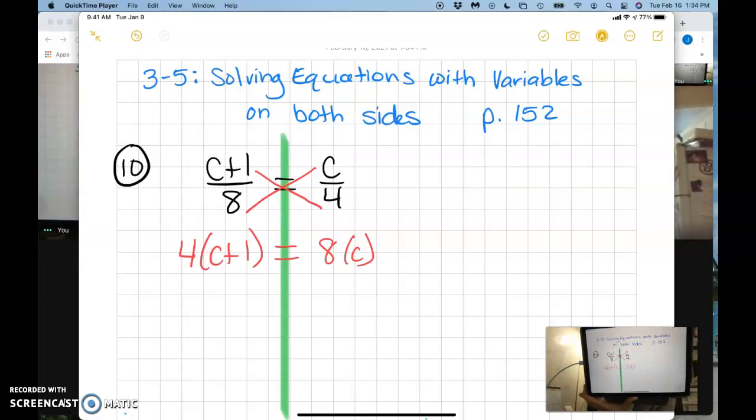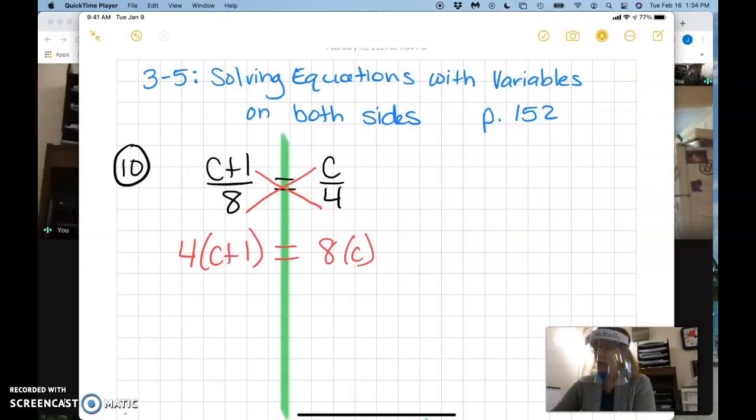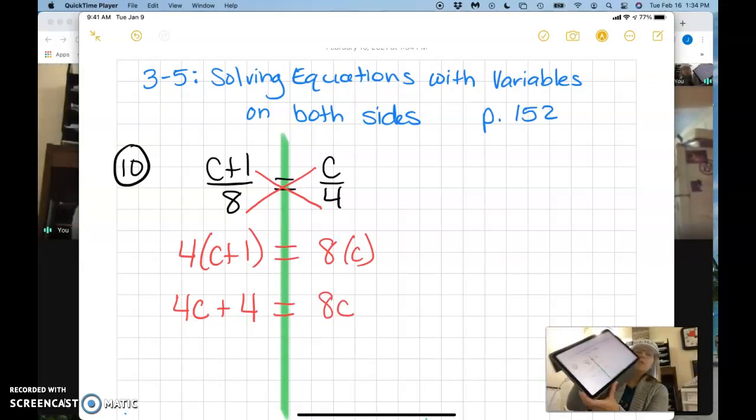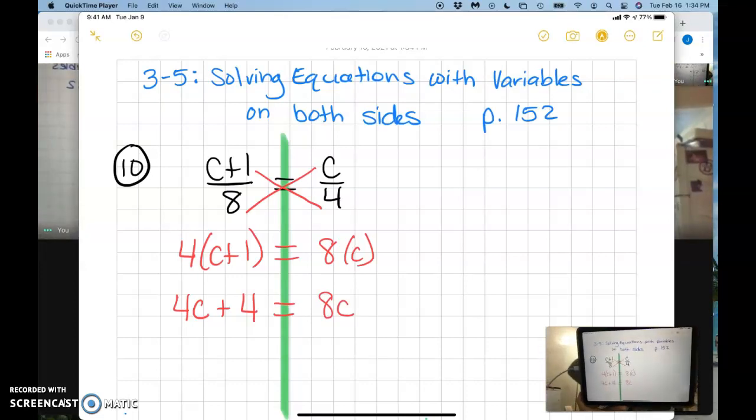Let's distribute one side. So let's distribute that 4. 4 times c is how much? 4c. 4 times 1? 4. And then 8 times c? 8c. So far we got this. Tell me when you got it, girls. I got it.